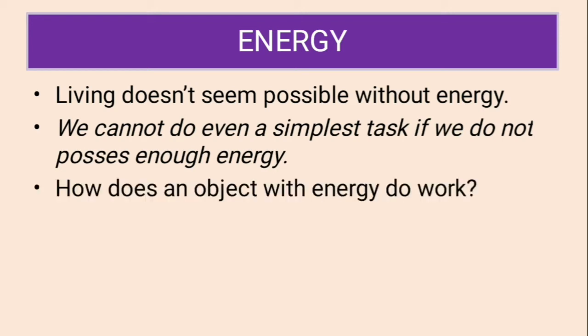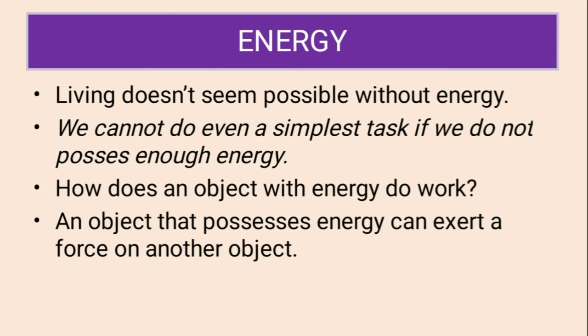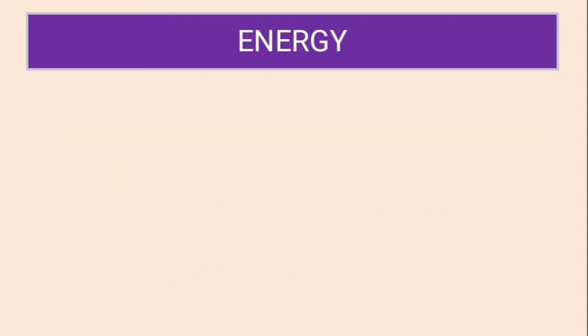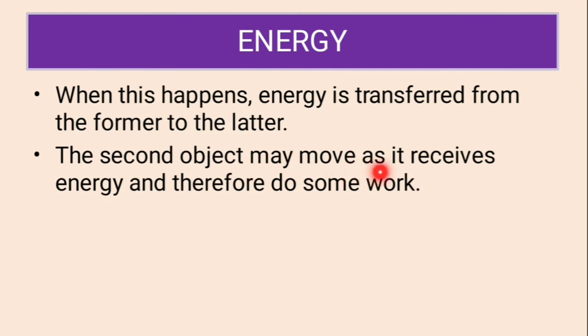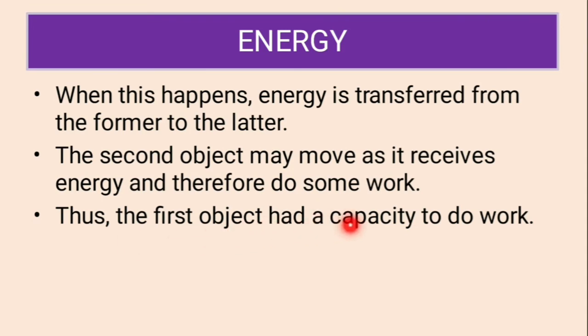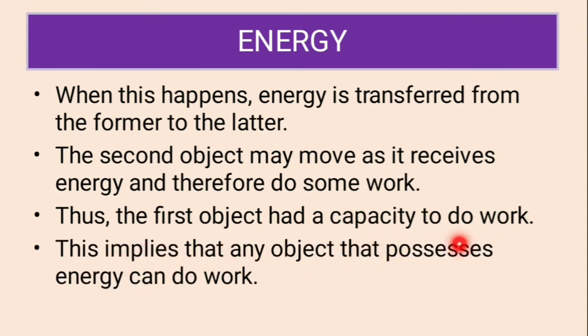So how does an object with energy do work? An object that possesses energy can exert a force on another object. When this happens, energy is transformed from the former to the latter. The second object may move as it receives energy and therefore do some work. Thus, the first object had a capacity to do the work. This implies that any object that possesses energy can do work.